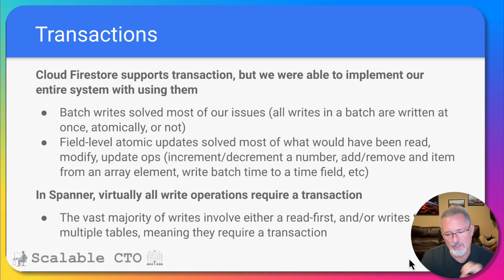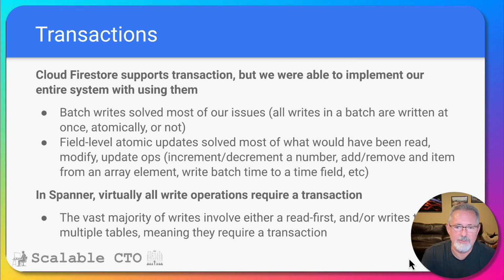And the way that you can solve the transaction problem, at least for us, is that within those batch writes are these field level atomic updates that you can do. So you can do things like say, I want to increment this field by 1 or by 7 or decrement it by 3, or I want to add or remove an item from an array element, or I want to write a time to a time field from the batch write time. So there are all these tricks that you can do.